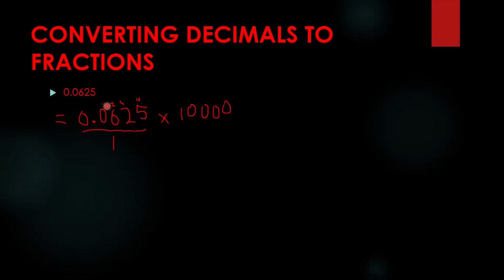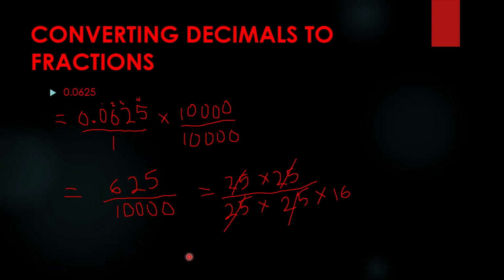By the time we multiply it, each of the zeros that we are multiplying it by pushes the decimal point to the right. So we'll be getting rid of the decimal point, and then we'll just be having this as 625. 625, and then 1 multiplied by 1,000 is 1,000. So we can rewrite it as 625 divided by 1,000.